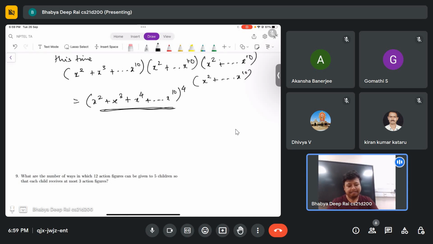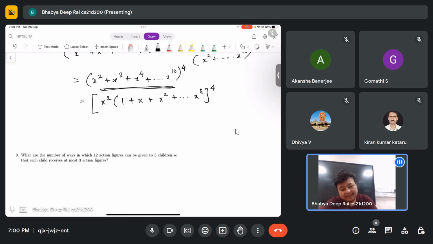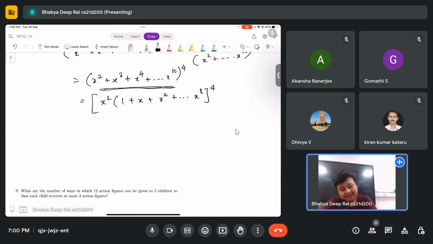Well, the answer is that you just take x square common. Take x square common. Then you have 1 plus x square here, plus and so on till x to the 8, whole to the 4. Now, what do you want? Now we just multiply it inside. X to the 8 times 1 plus x square plus x to the 8, to the power 4.